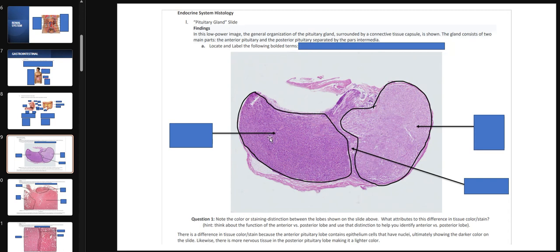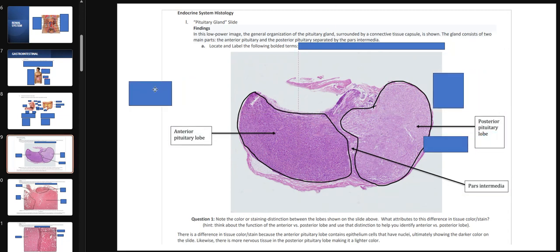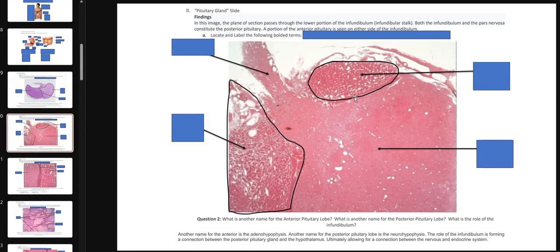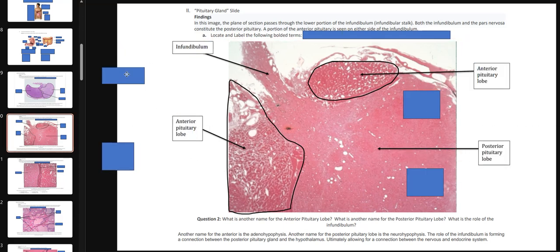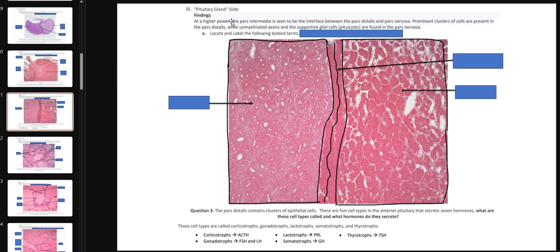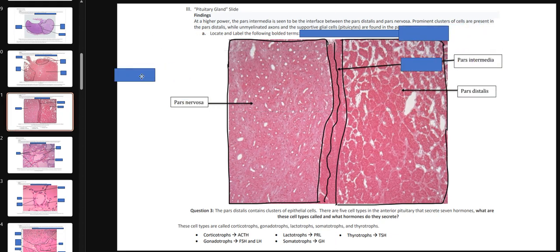Pituitary gland, this one, anterior pituitary lobe, posterior pituitary lobe, pars intermedia. Pituitary gland, anterior pituitary lobe, posterior pituitary lobe. This one's also anterior pituitary lobe and infundibulum. Pars nervosa, pars distalis, pars intermedia.